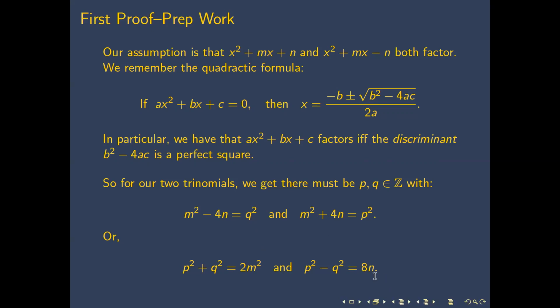And so your first little homework exercise, if you want to do it, is to check the second equation is actually redundant. So if you have any solution to this first equation, p squared minus q squared will always be divisible by 8. And so you'll be able to solve the second equation as well. If you don't want to do that, we'll actually see it as we keep going.